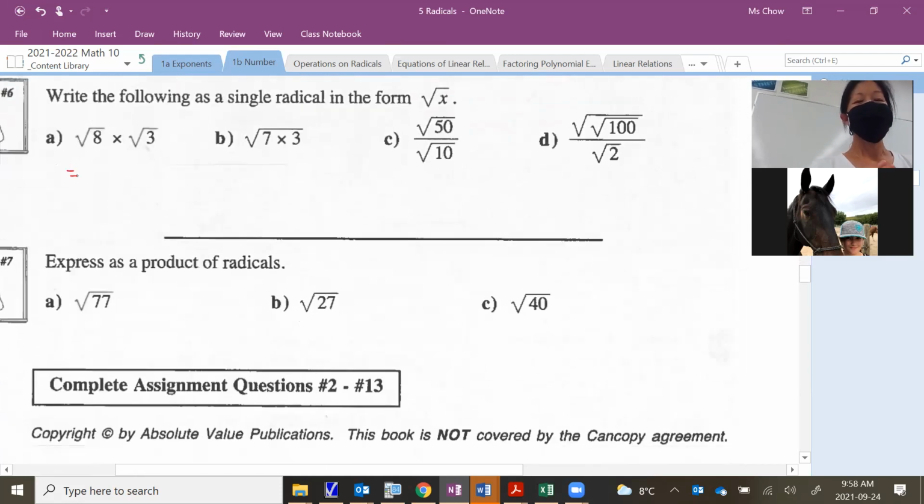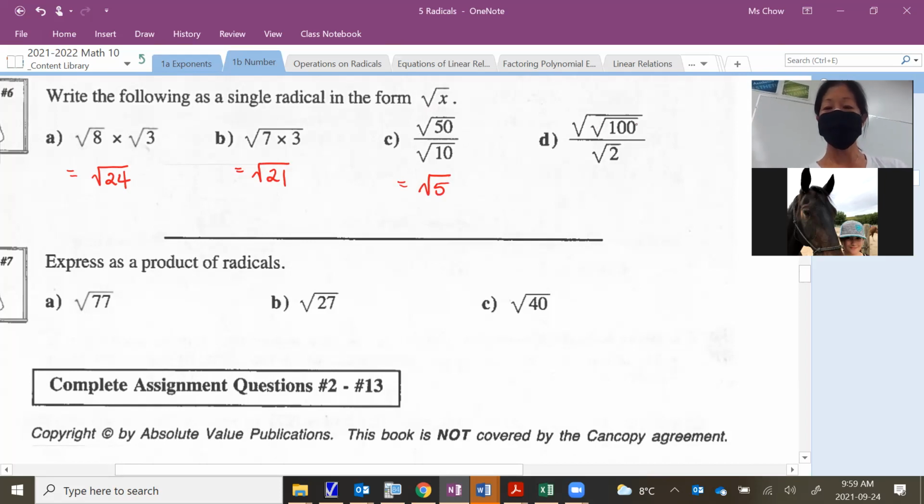So here it is. The root of 8 times the root of 3. Come on, guys. Square root of 24. It's not 24, it's the square root of 24. Square root of 7 times 3 would be the same as square root of 21. Square root of 50 over the square root of 10 is the same as root 5. Nice. Oh, that's kind of tricky.